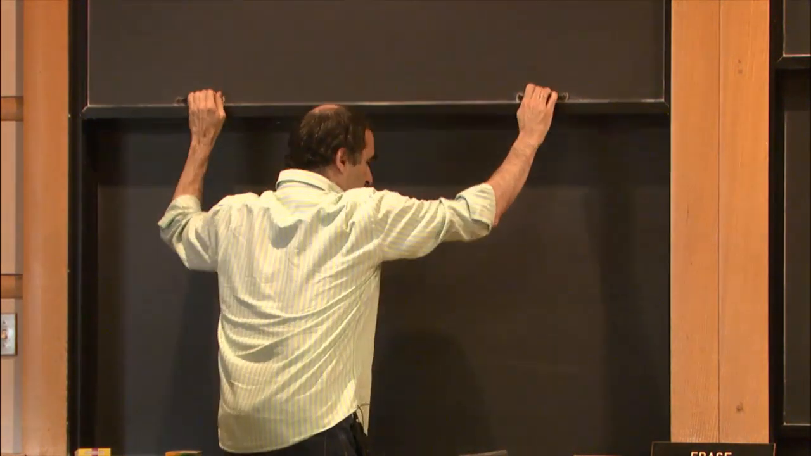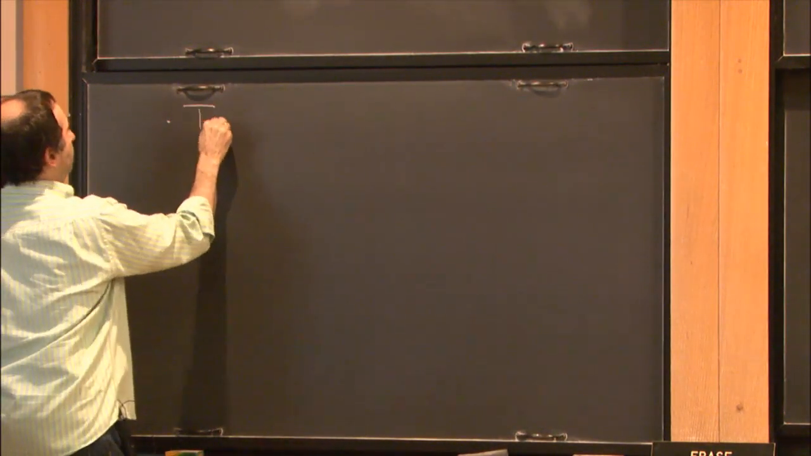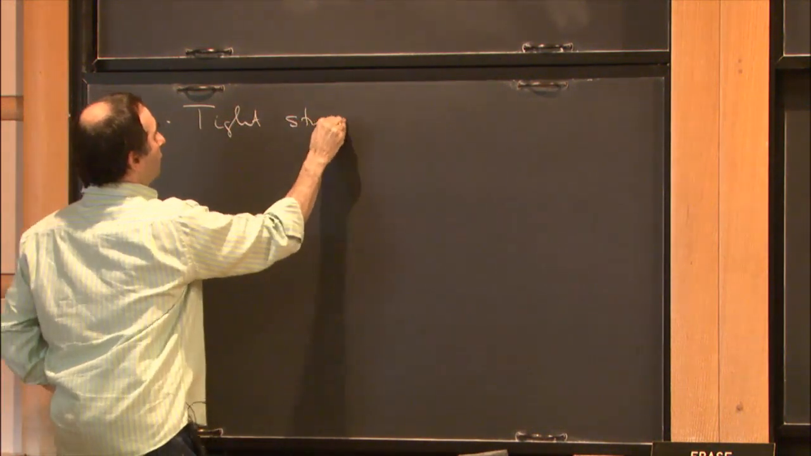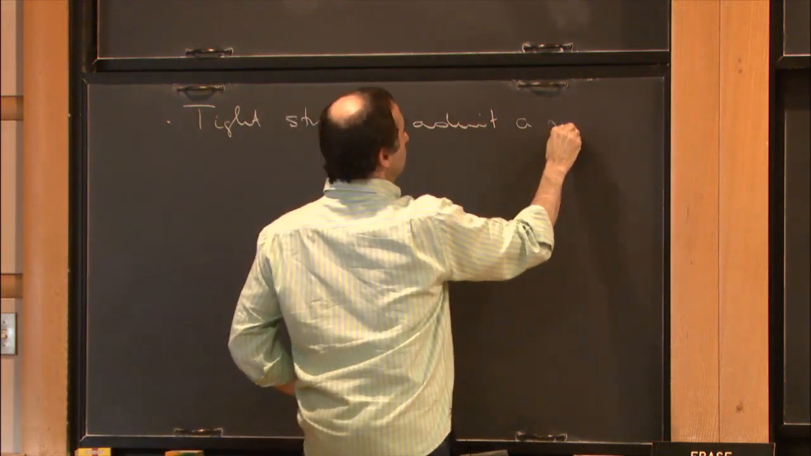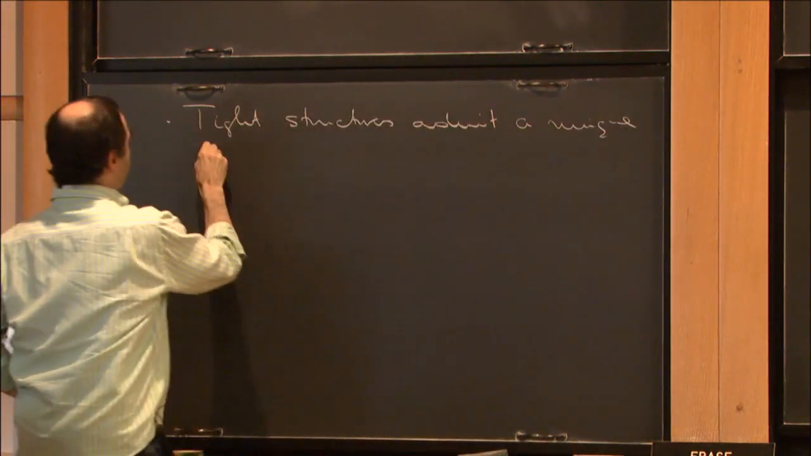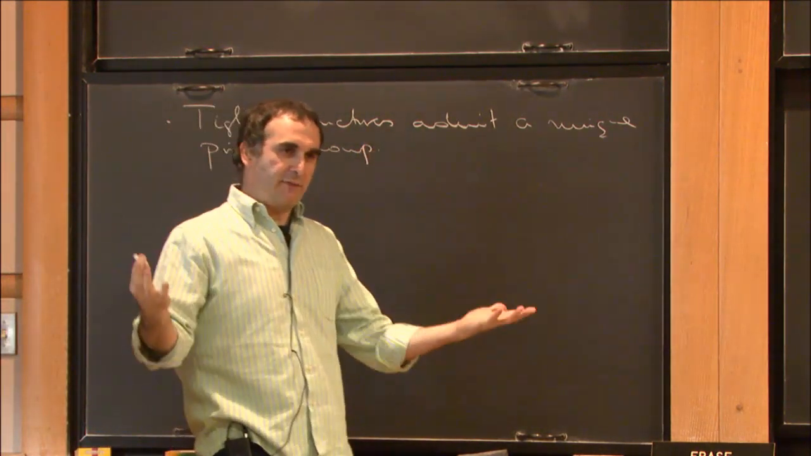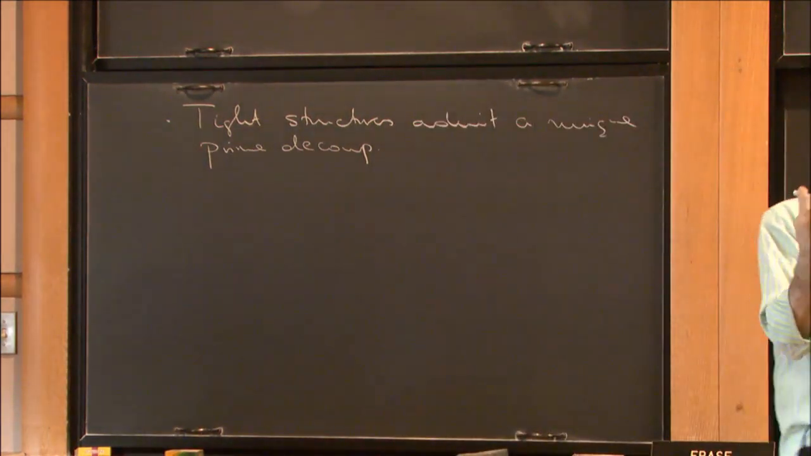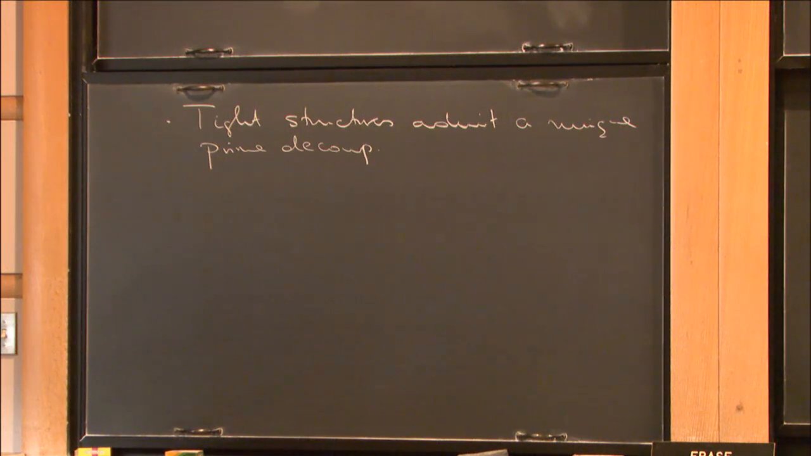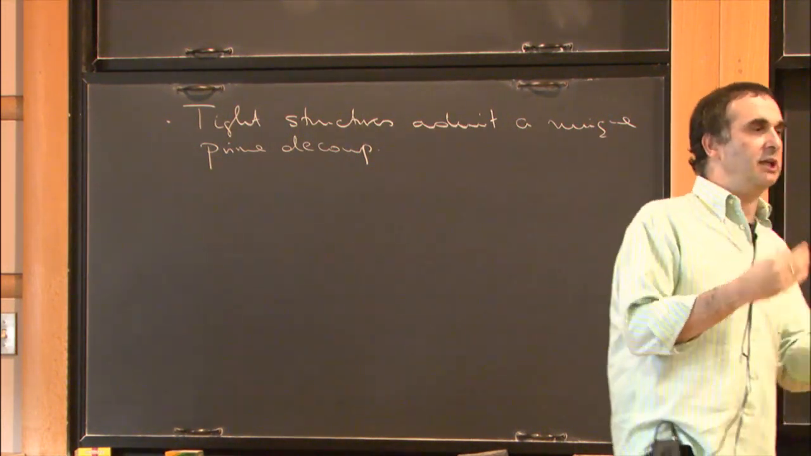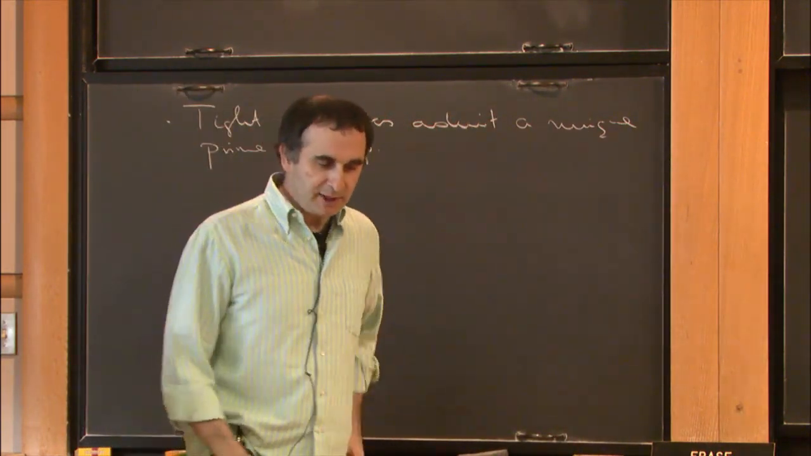The first is that tight structures admit unique prime decomposition, by which I mean that if you have a three-manifold which is a connected sum of two others, and you have a tight structure, then it can be presented as a contact connected sum of two uniquely determined tight structures. So we can restrict ourselves to prime manifolds.